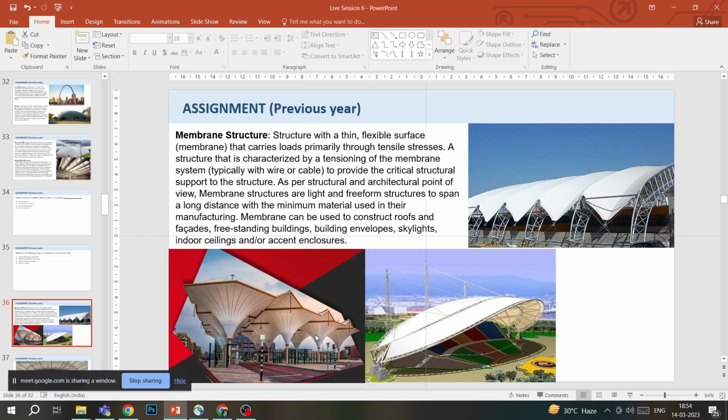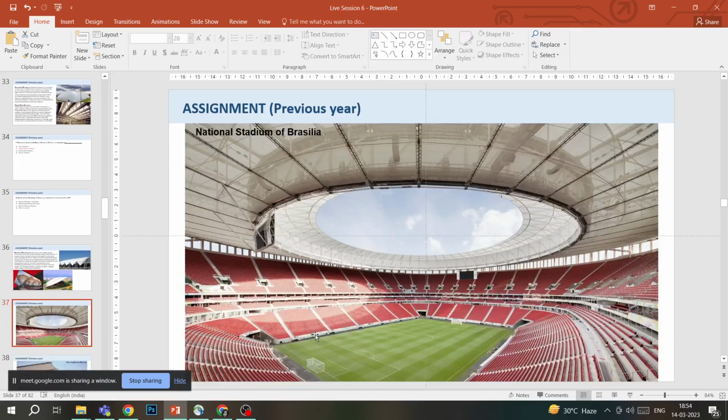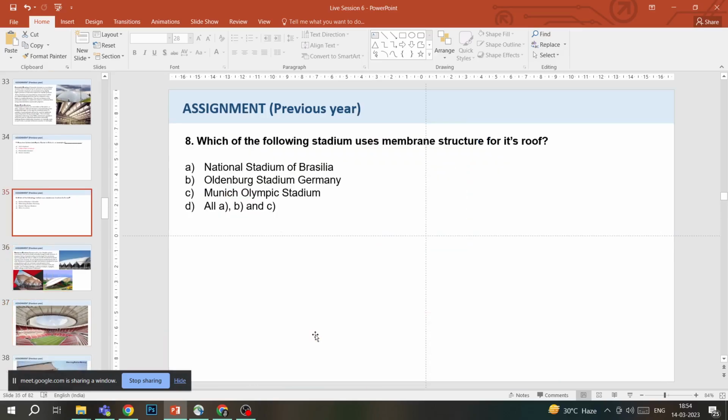I have already mentioned it, so I will not go into detail again, but there are flexible surface membranes. They carry load through tensile structures, they use masts and cables for tensioning, and these are some examples of membrane structures. And we will see how these 3 buildings look.